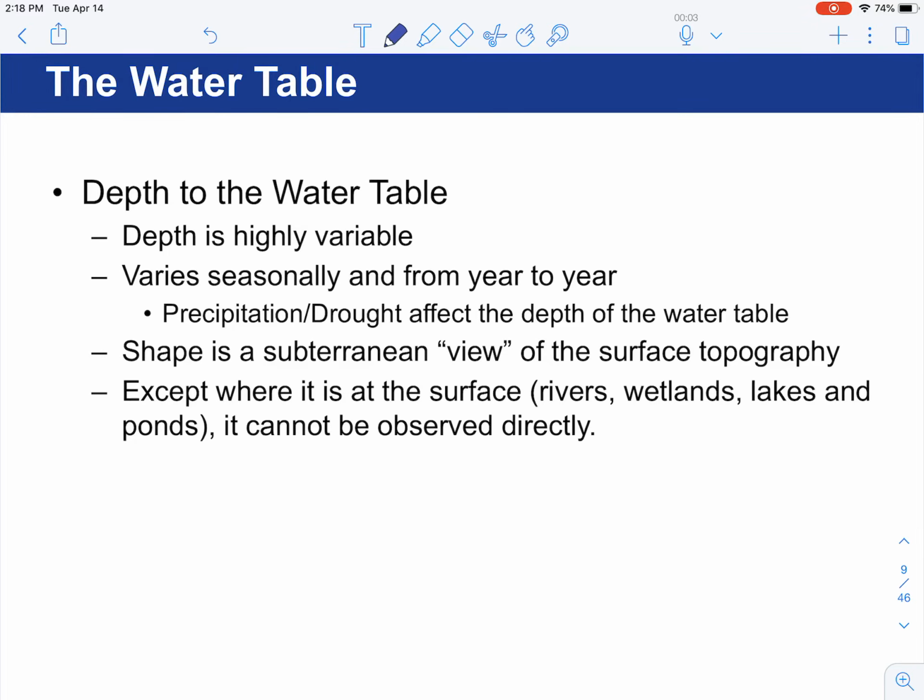And so one of the variables that makes it real tricky is that when we're studying the water table, we're really not studying it directly. We can only see evidence of what's happening on the surface in the form of surface water, like rivers and wetlands and lakes. Otherwise, we have to use other tools in order to understand what's happening below at depth. Makes sense, right?